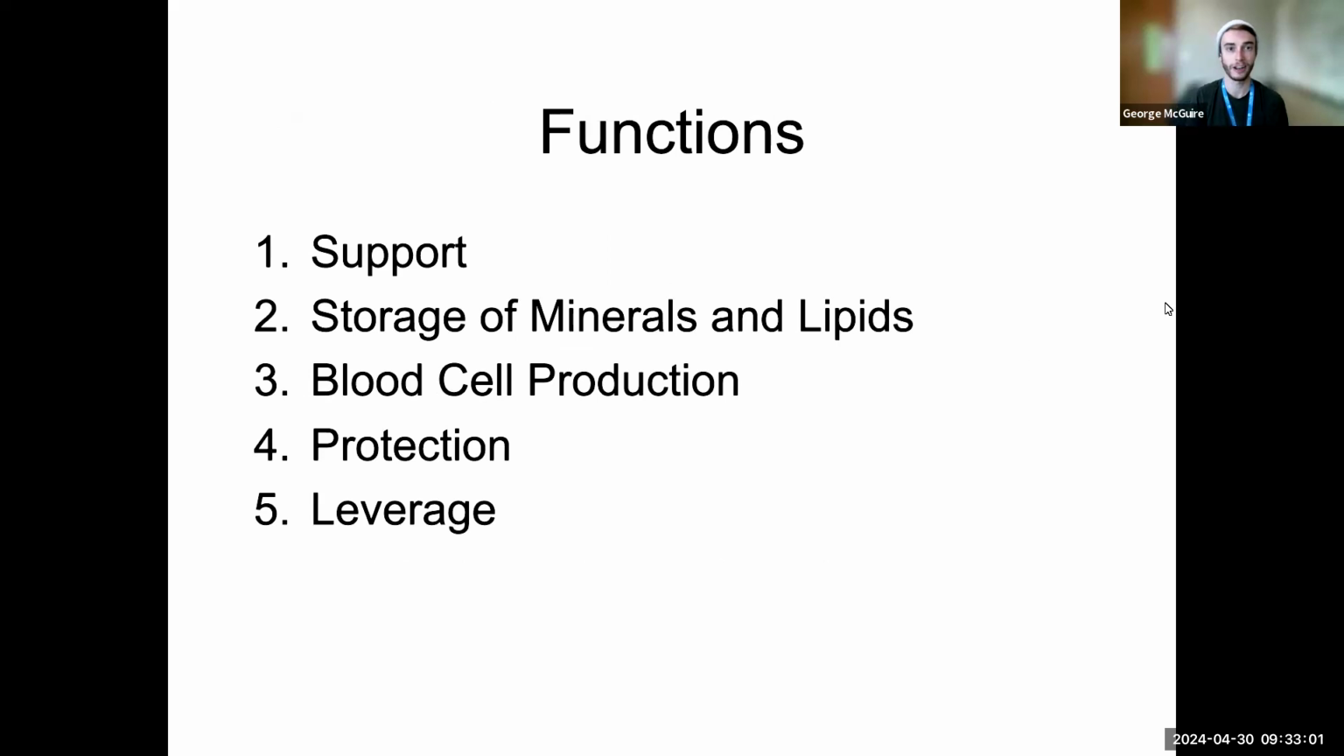So our bones provide a variety of functions, besides just support for our body as the framework that our muscles pull upon. We store large amounts of calcium, phosphate, magnesium, and many other minerals in our bone, making up a majority of the mass of that bone as these hydroxyapatite crystals that we'll be talking about a lot today.